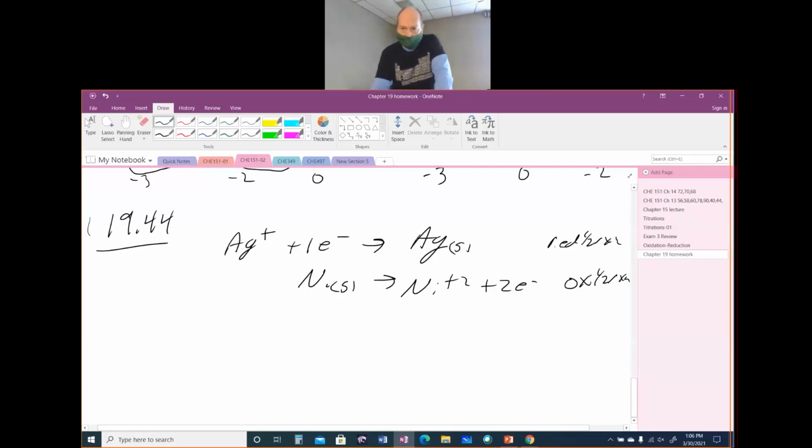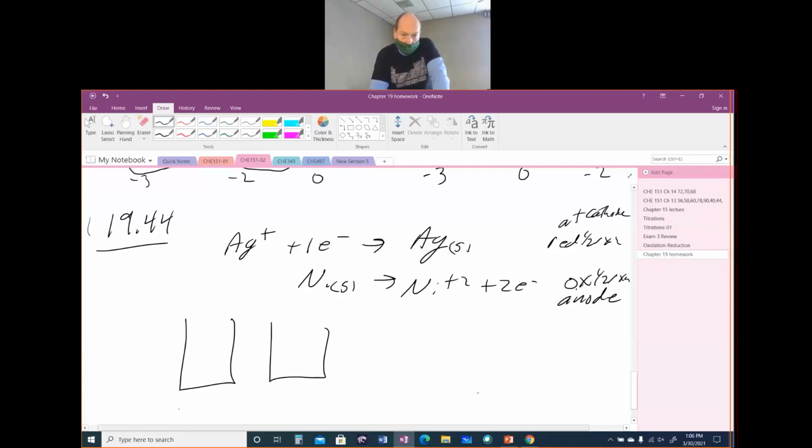And of course, you have a red cat. What does that mean? You have reduction at the cathode. So the silver is being reduced at the cathode. All right, and so you have a cathode, you have an anode. So oxidation is at the anode. That is always the case. Oxidation, anode. Reduction, cathode.